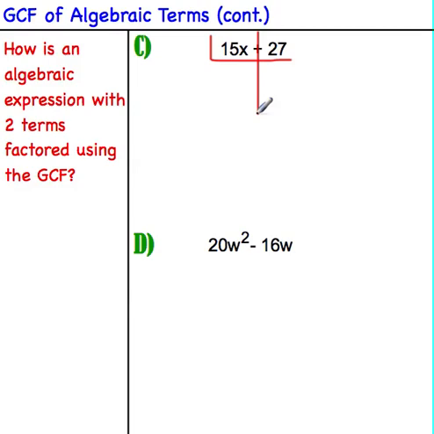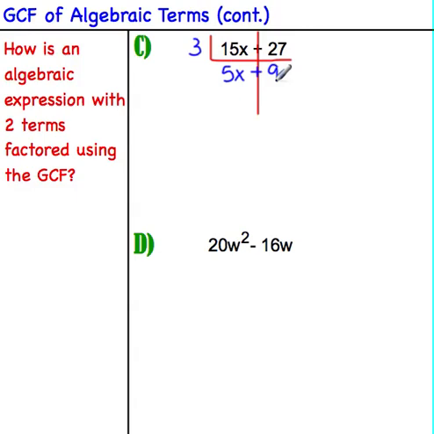I know that 15 and 27 are both divisible by 3. So I divide out by 3. 15 divided by 3 is 5, and it still has the x with it. And I'm still going to have my plus. And 27 divided by 3 is 9.